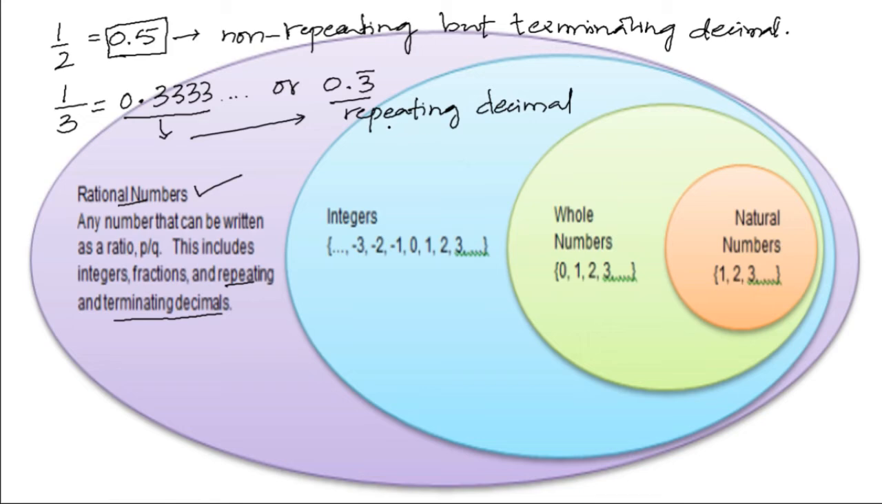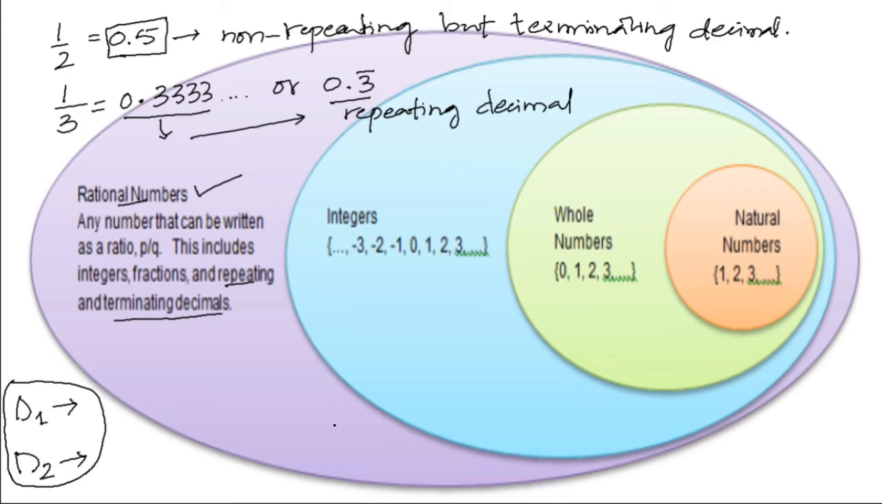So there are two definitions for rational numbers. Definition one is the numbers of the form p by q, where p and q are integers and q not equal to 0. Definition two is the numbers which, when expressed in decimal form, either terminate or repeat. So there are two definitions for a rational number. You must remember both of them.